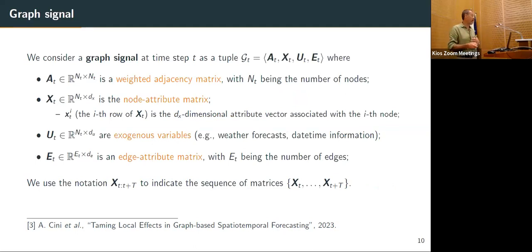Again, the elements we have. So we know that we have a graph. The graph is characterized by the adjacency matrix, which depends on time. It depends on the graph signal, so the features associated with the sensors in the matrix capital X, as I mentioned before. We have the features associated with the edges, capital E. And then we might also have extra variables. We call them variables. It means that there is some extra information which is not related to your problem.